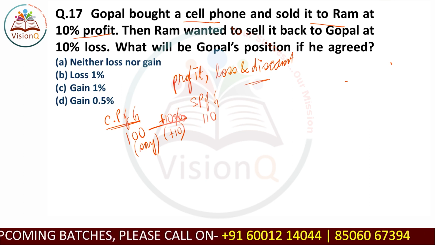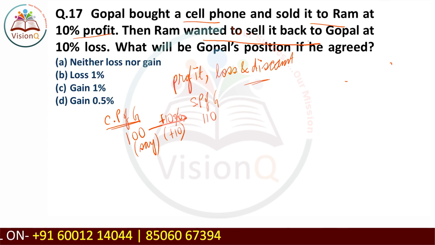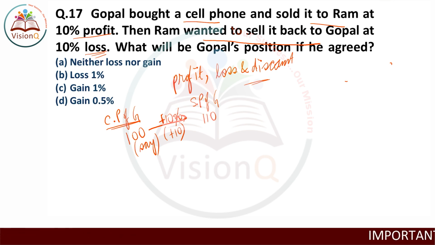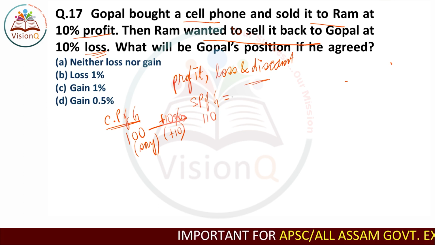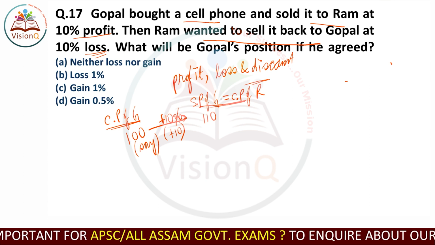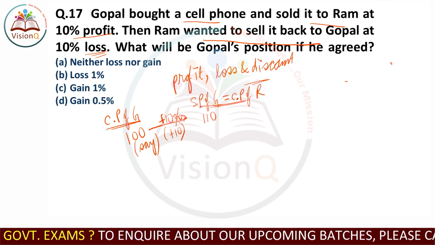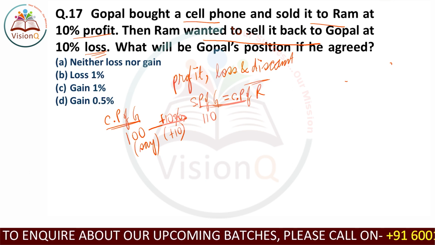Now Gopal sold to Ram. Then Ram wanted to sell it back to Gopal at 10% loss. Now this is the SP of Gopal and this is the cost price of Ram, because Ram purchased the cell phone from Gopal. So the selling price of Gopal is equal to the cost price of Ram, which is 110.